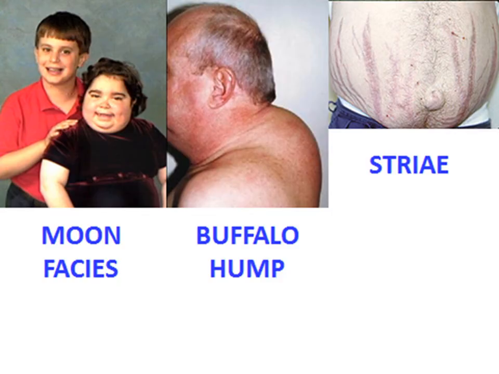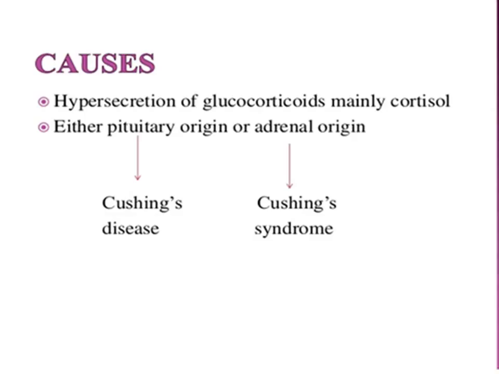Cushing syndrome. Patients present with moon face and buffalo hump, and classically purple striae on the abdomen. The cause of Cushing syndrome is hypersecretion of glucocorticoids, mainly cortisol, due to corticotropic adenoma, either of pituitary origin or it could be of adrenal origin. If it's of pituitary origin, it leads to Cushing disease.